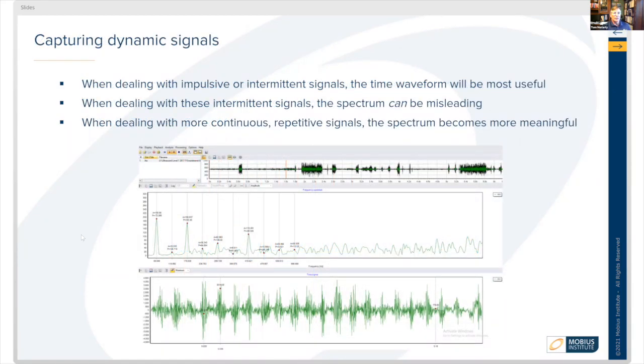When we're capturing dynamic signals, when we're dealing with impulsive or intermittent signals, the waveform will be most useful. In the time waveform here, you can see the variation and really see what's going on. When you're dealing with intermittent signals, the spectrum can be misleading. When we're dealing with more continuous or repetitive signals, the spectrum becomes much more meaningful, right? Here we have intermittent signals, so the spectrum is not as useful. We were able to look at the time waveform and use RMS, peak, crest factor, et cetera, to derive good meaning out of the data. But when there are more continuous or repetitive signals, then the spectrum becomes very important.